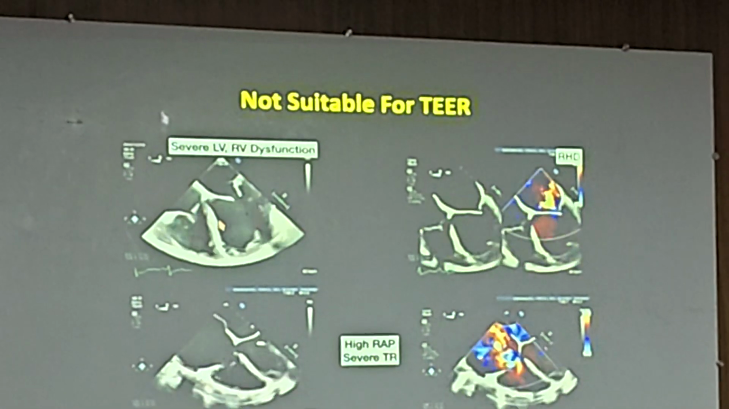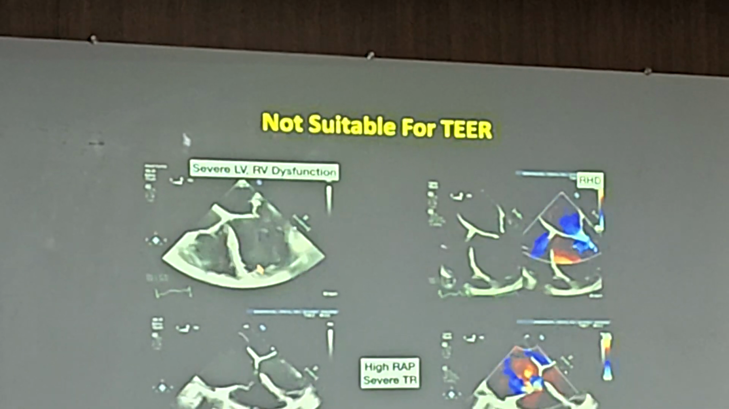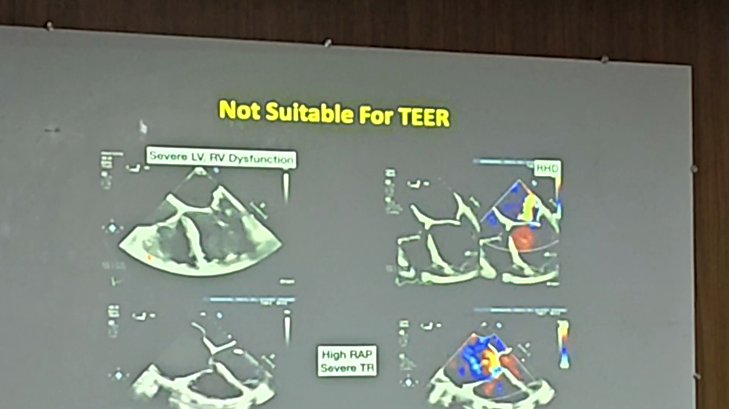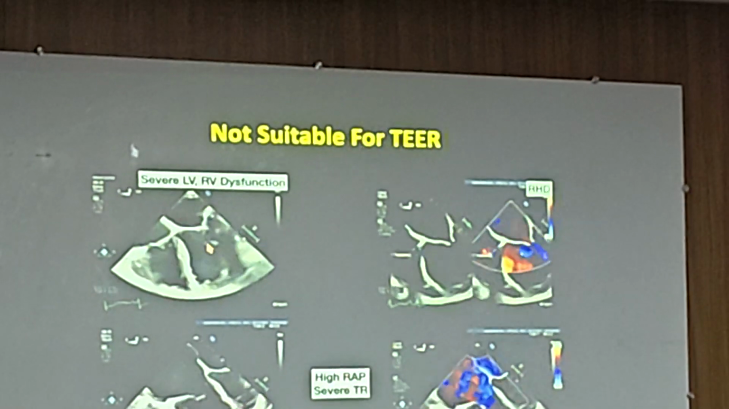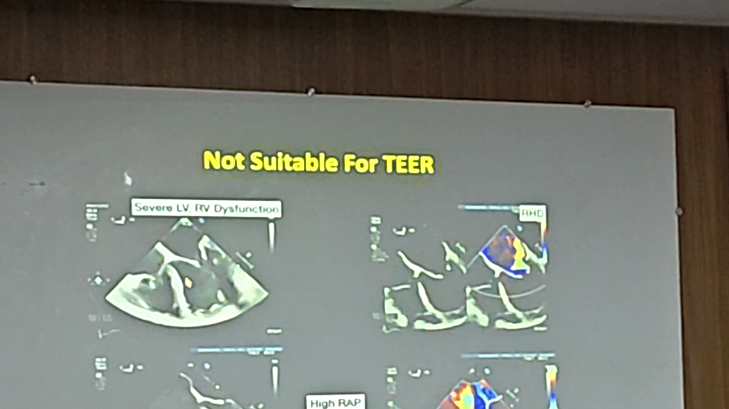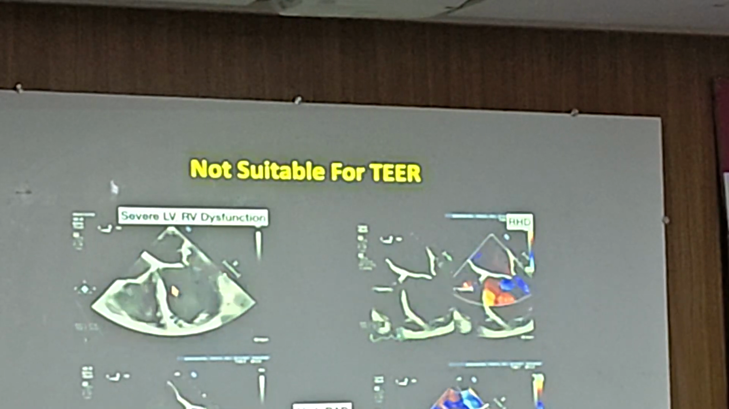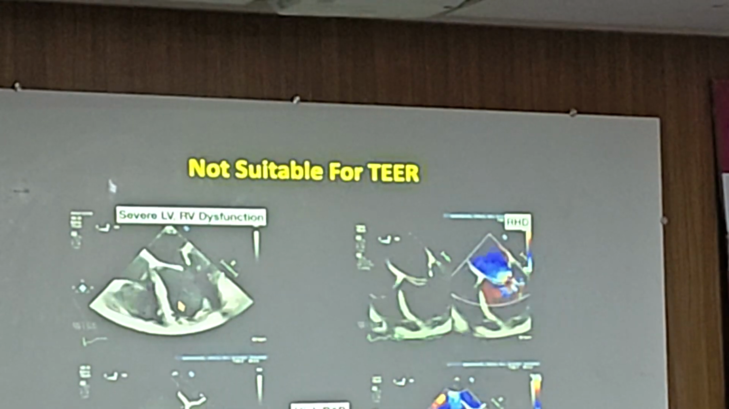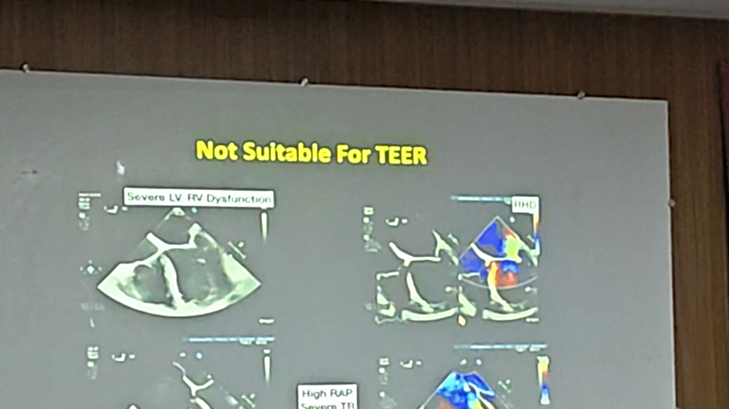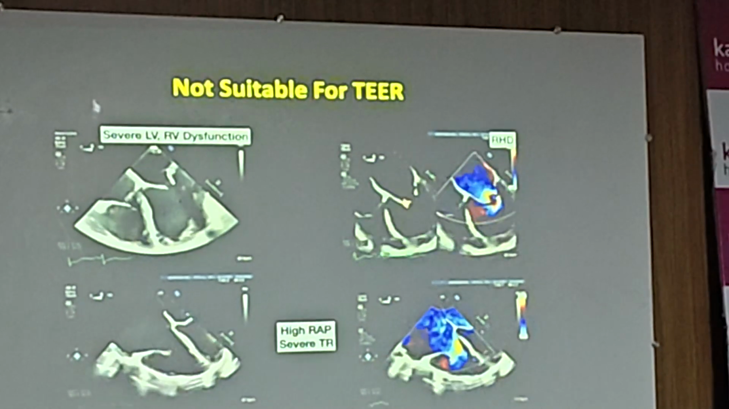And when it is not suitable, these are some very basic ones. When you have severe RV dysfunction, and then you have severe LV dysfunction with EF less than 20%, and severe RV dysfunction. Even if you put the clip and you fix the MR, patients are still going to be symptomatic. So that is why you have to relook at it. And there are cases where they have looked at bridge to transplant and things like that. People have recovered, but generally as a rule, avoid this. Rheumatic heart disease is not recommended because the valve itself is fibrotic, and once you put a clip, it becomes intensely stenotic. So be careful about it.